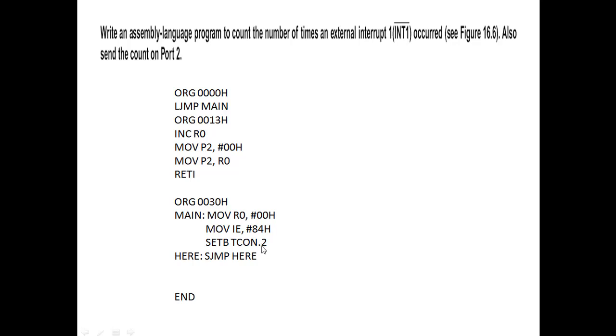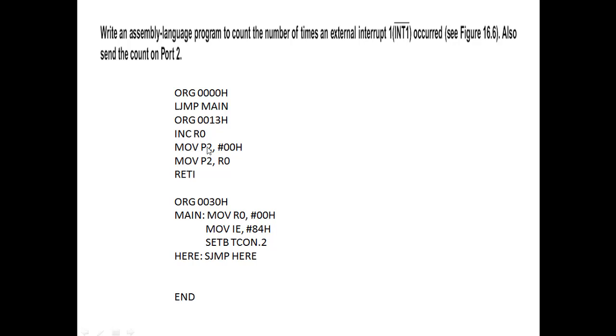After setting this, I just write SJMP here, meaning wait here till the interrupt occurs. And when the interrupt occurs, what happens? Whenever the interrupt occurs, you will go to the interrupt vector address. Remember, for interrupt 1 it was 0013h. Now whatever task is to be done whenever the interrupt occurs, we have to count how many times the interrupt has occurred and send the same information to port number 2.